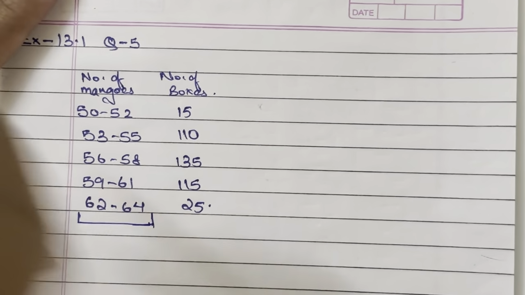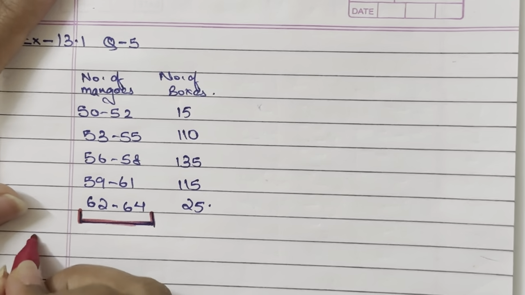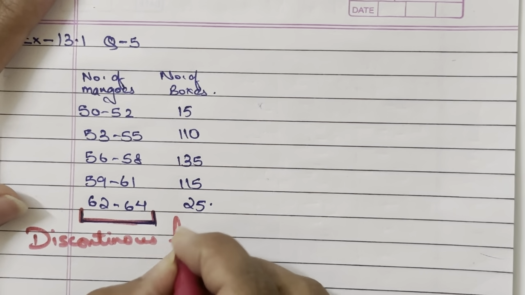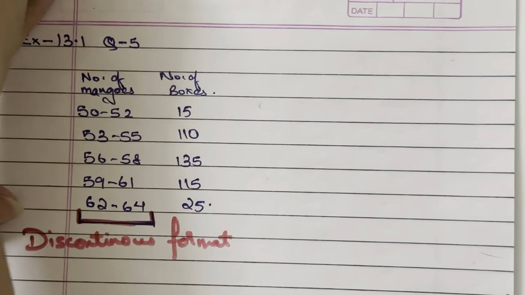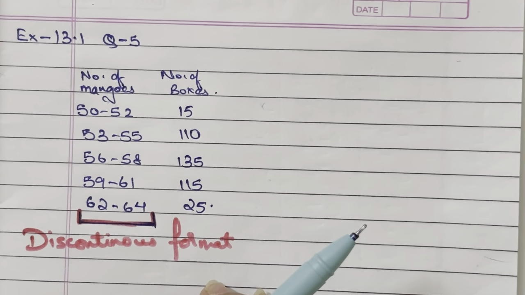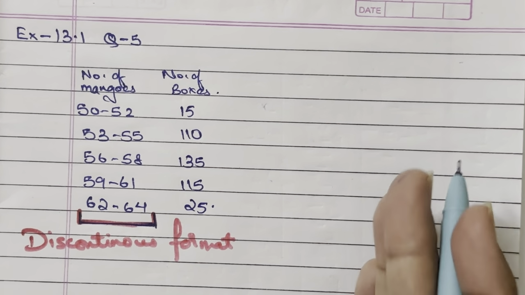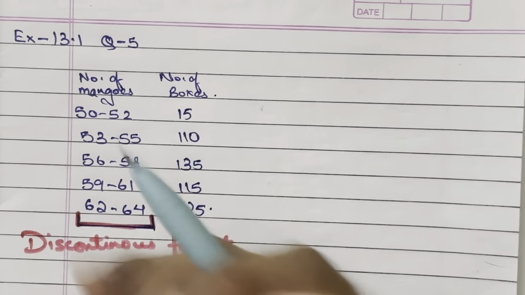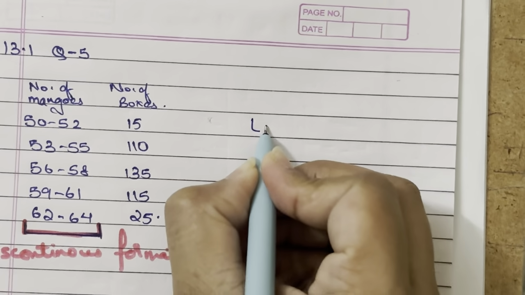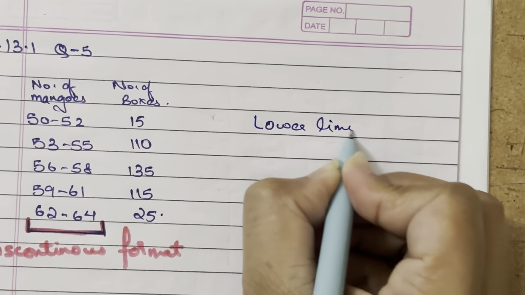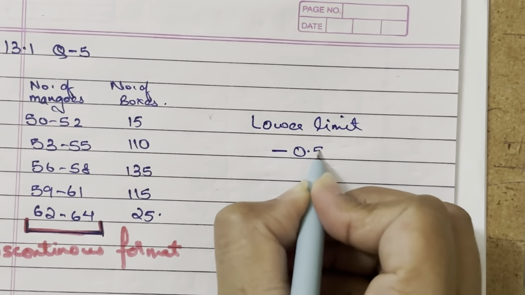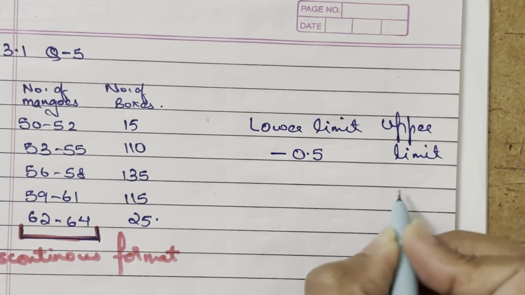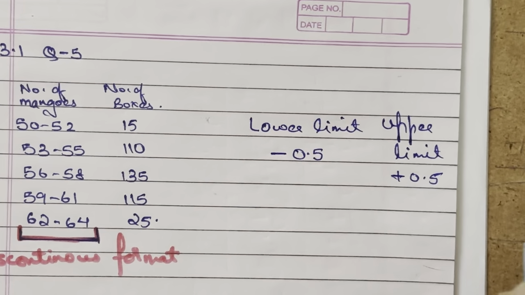This is given in discontinuous format. So the class intervals are discontinuous. You have to make it continuous. To make it continuous, from the lower limit you reduce 0.5 and add that 0.5 to the upper limit. Okay, so from the lower limit that you have, you will subtract 0.5, and that same 0.5 would be added to the upper limit.